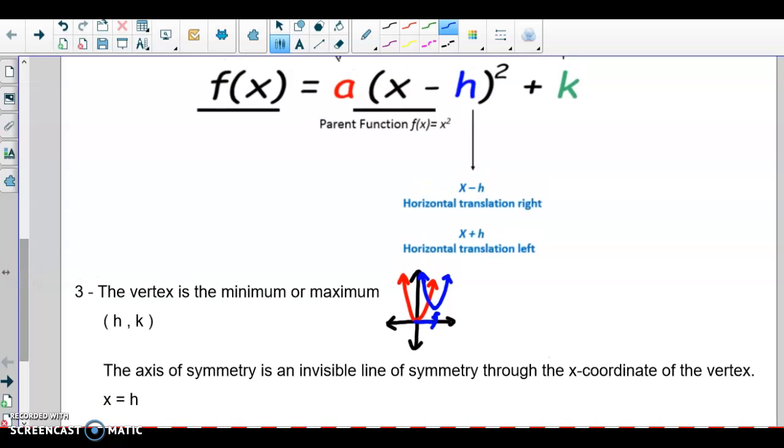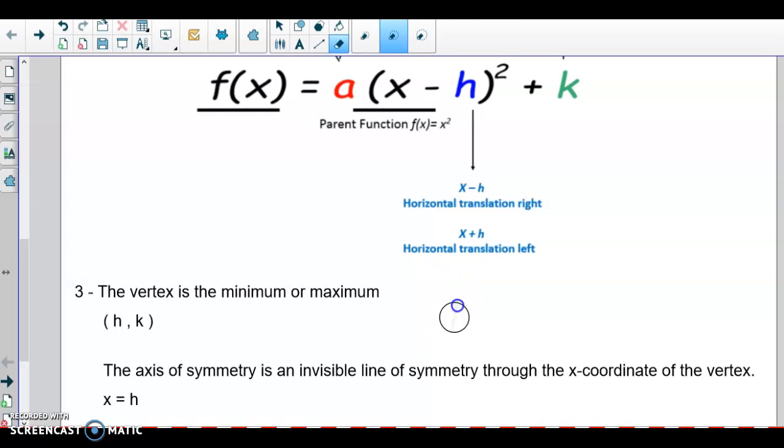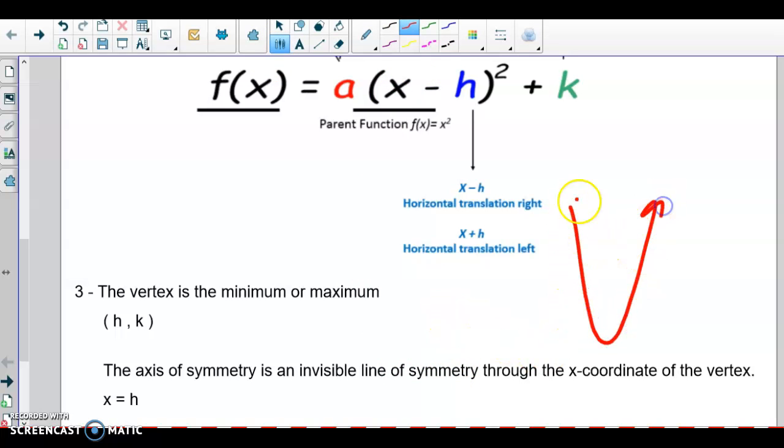The axis of symmetry is this imaginary line through the vertex. It's not really a true line, but it's there. So if I have a quadratic, and we know now our vertex is at H comma K, this axis of symmetry goes right through that vertex, and it's the line x equals H. So the same as the x coordinate of the vertex.